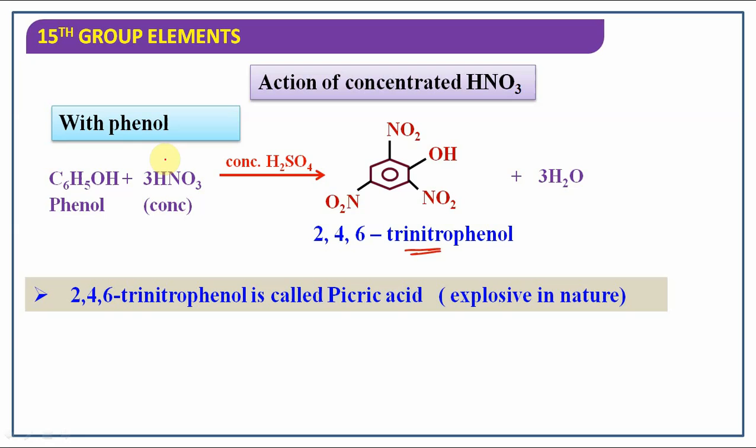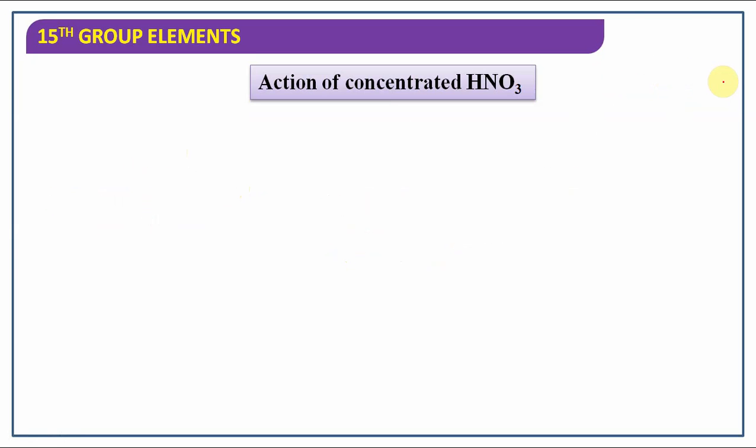So first is with benzene, next is with toluene, and next is with phenol. Phenol, whenever it reacts with nitration mixture, a mixture of concentrated HNO3 and concentrated H2SO4, gives 2, 4, 6 trinitrophenol, which is commonly known as picric acid. In all of these reactions, children, it is acting as a nitrating agent only.